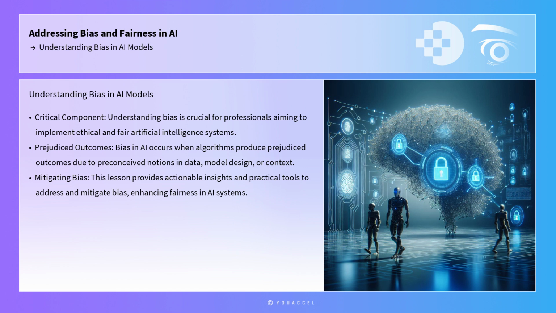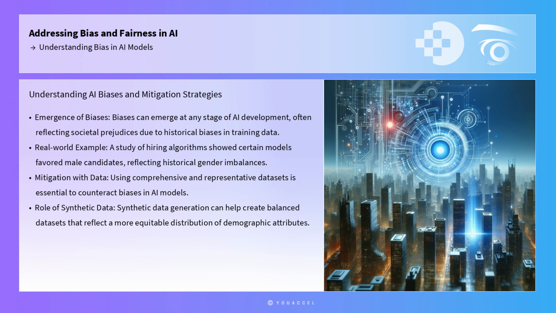in AI systems. AI models are trained using vast datasets, and biases can emerge at any stage of their development. These biases often reflect societal prejudices, as the data used to train AI models frequently contain historical biases. For example, a study of hiring algorithms revealed that certain models favored male candidates over female candidates, reflecting historical gender imbalances in the workplace. This instance illustrates how biases in training data can perpetuate and exacerbate existing inequalities.